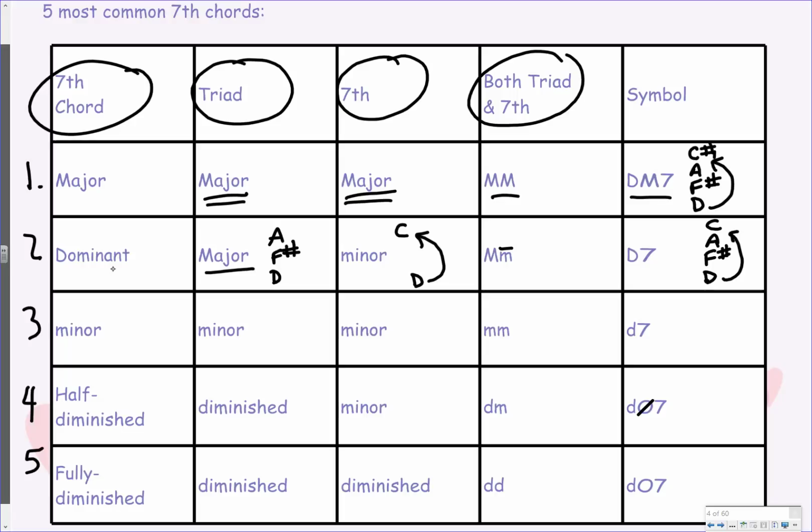I would see this dominant 7th chord in the key of G, because in the key of G, our 5 chord is D, F sharp, A, C. And that's what I was talking about before when I was saying that it sounds like Sol, Ti, Re, and then Fa.